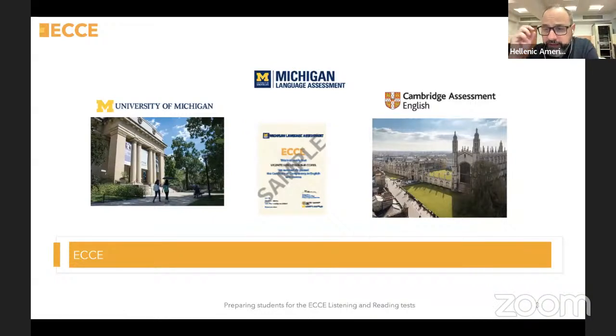So, of course, the ECCE examination is a B2 level exam. It's actually developed by the University of Michigan, one of the top academic and research institutions in the United States, with a very long history in language testing since the 1950s, in collaboration with Cambridge University Press and Assessment, University of Cambridge. These two universities work together to create these B2 level examinations for your students.